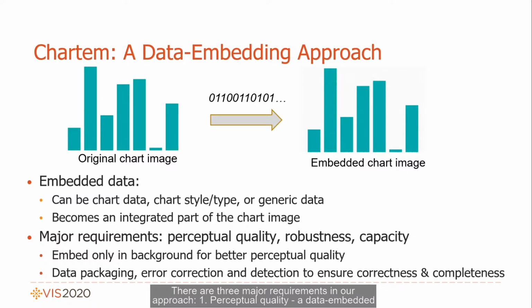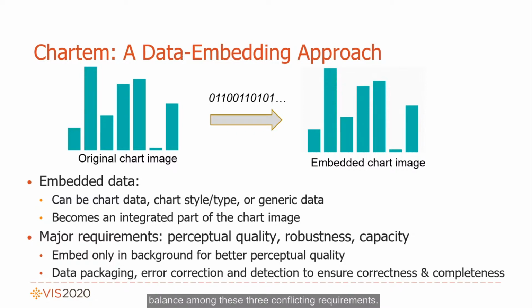There are three major requirements in our approach. First, perceptual quality. A data embedded chart image should not interfere with the normal usage of the chart. Second, robustness. The embedded data should be extractable after common operations on the chart image. Third, capacity. All the necessary data should be embedded into a chart image. These three requirements are inversely related to each other. It is generally more robust when the perceptual quality is lowered or capacity is reduced. We typically need to strike a balance among these three conflicting requirements.